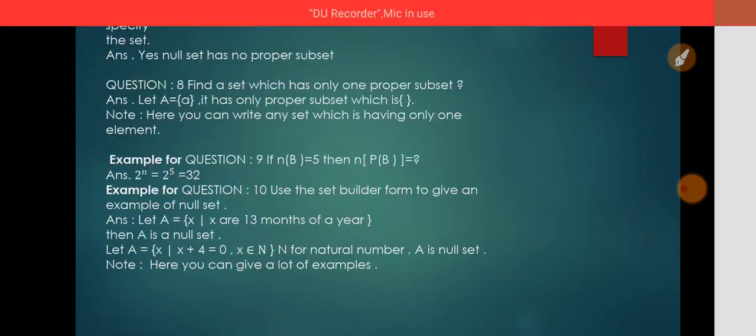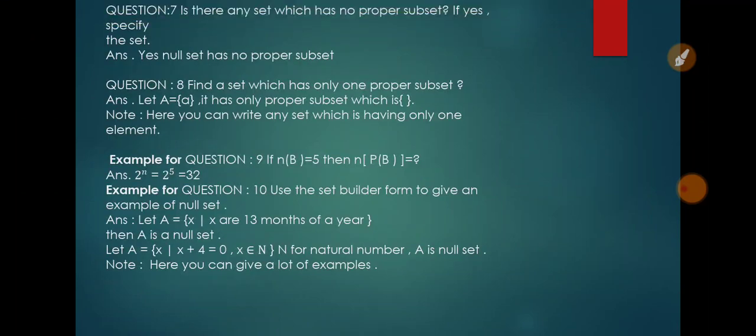Okay, now the next is question number 7. Is there any set which has no proper subset? If yes, then specify the set. Our answer is yes. Why? Because the null set has no proper subset. The null set is an empty set, there is no element in the null set, so the null set has no proper subset.